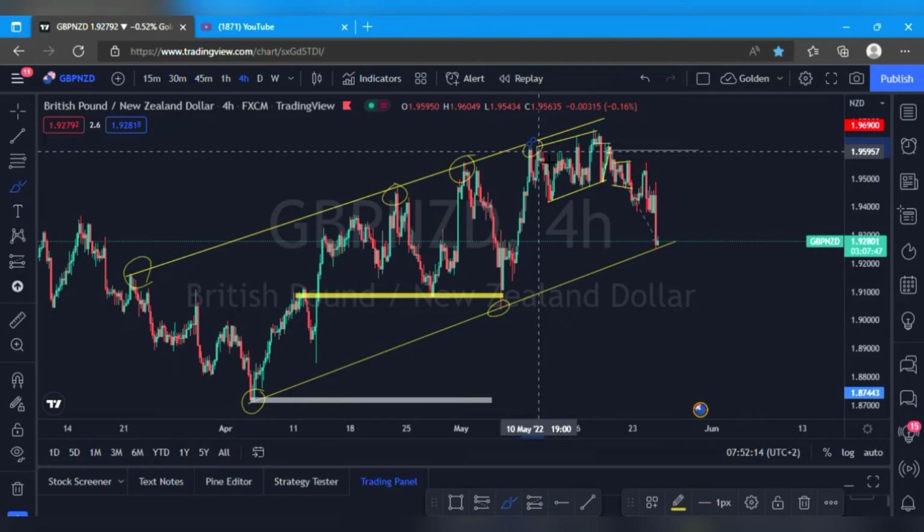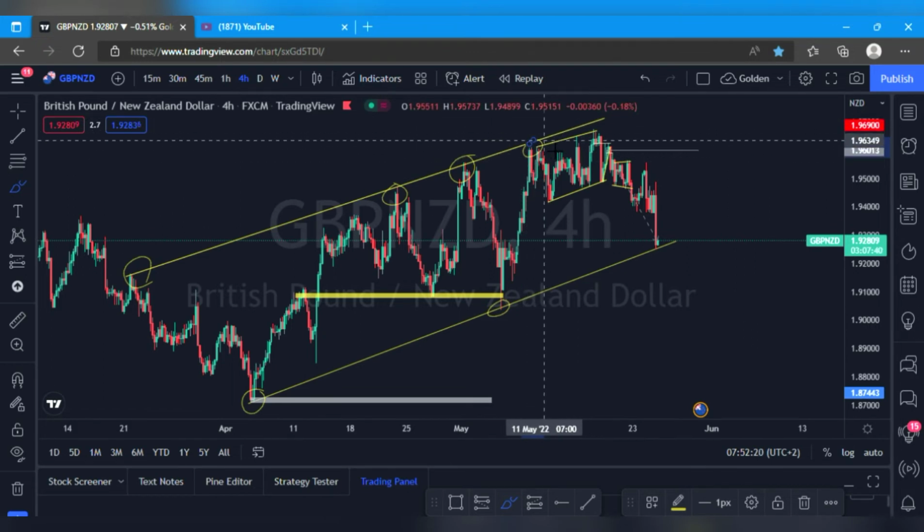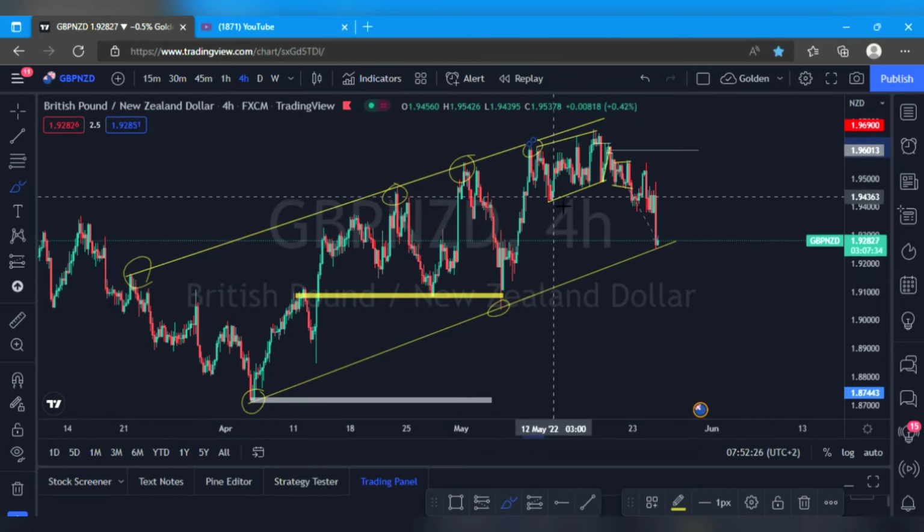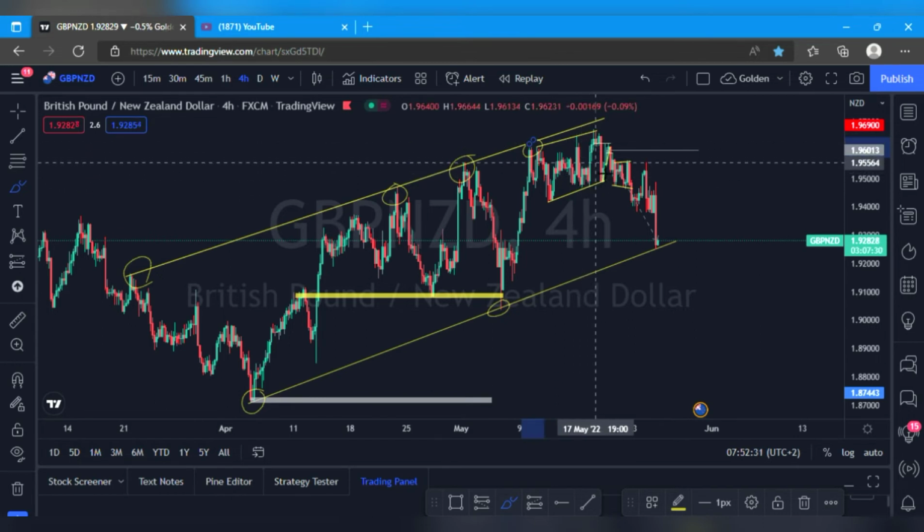But I waited because I wasn't in on the charts. I missed this entry point. So the market continued to make its moves, and then the market created a structure again.